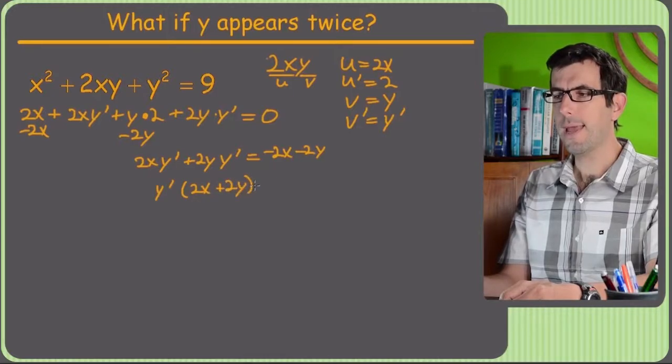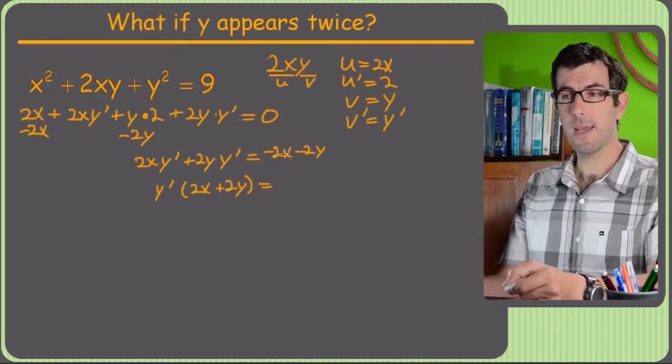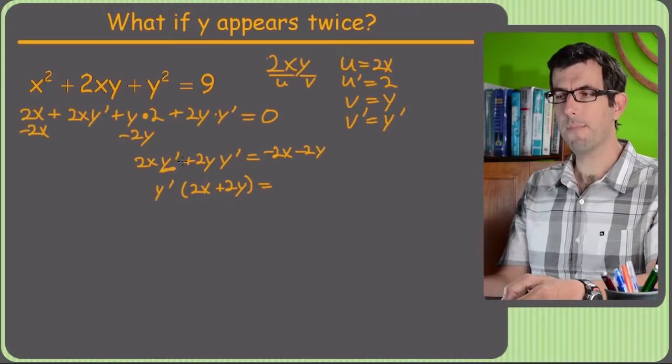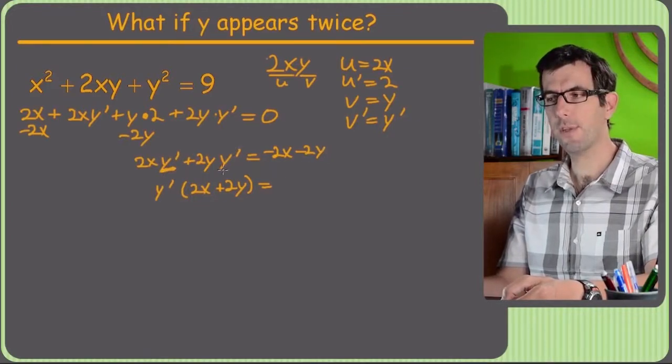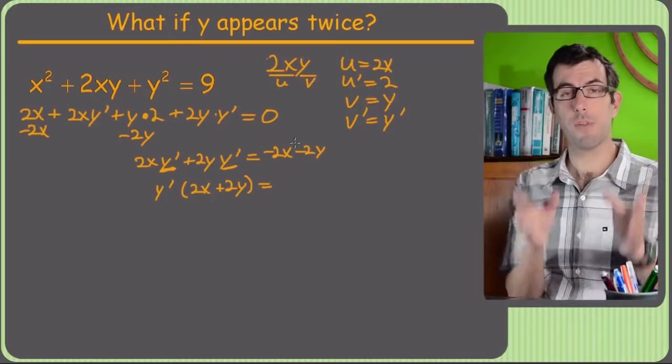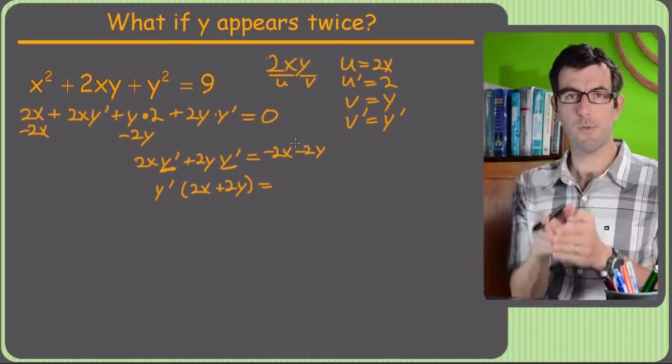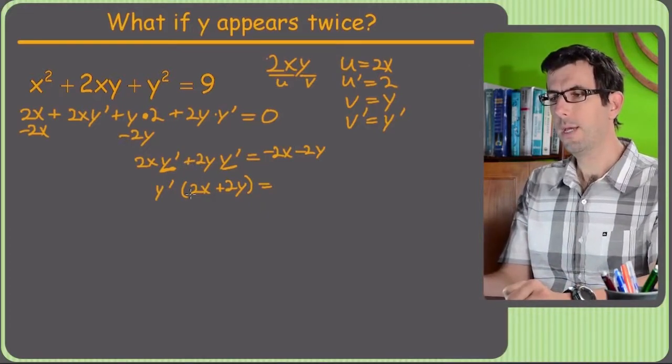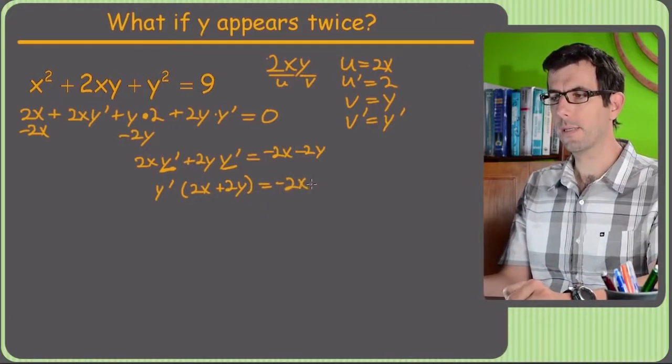times 2x plus 2y. And that was really important. If I hadn't done that, if I tried to solve for this y prime, I would have had a y prime on the right side. If I tried to solve for this one, it would have been a y prime. The only way to take two terms that both have the thing you're solving for in them and solve for it just once is to factor it out. So that's what we've done, negative 2x, negative 2y.